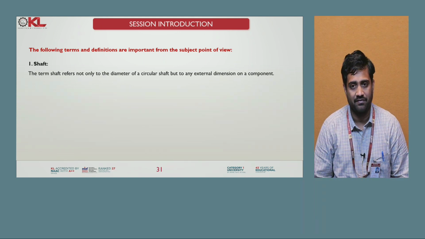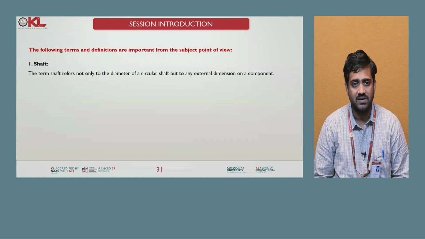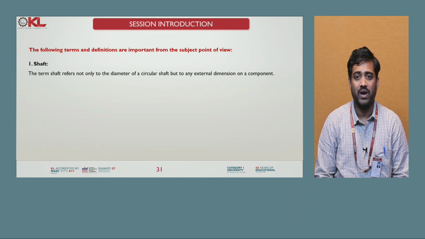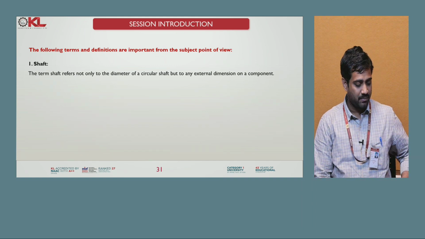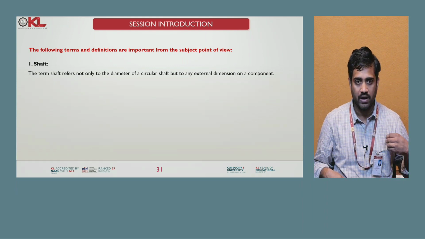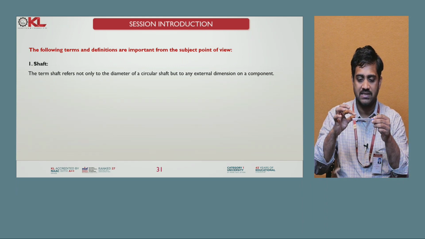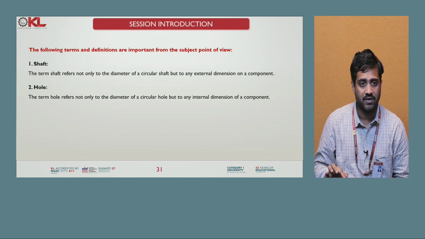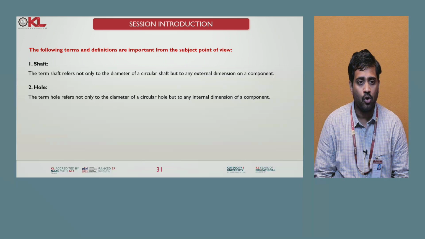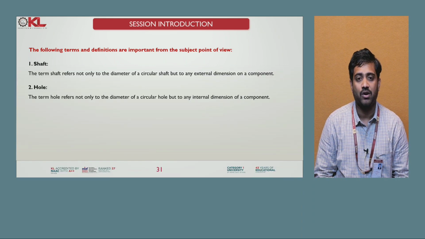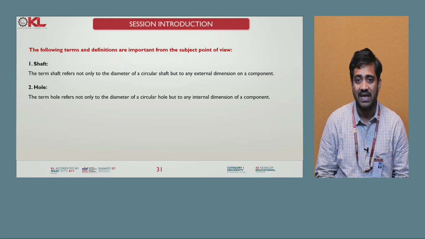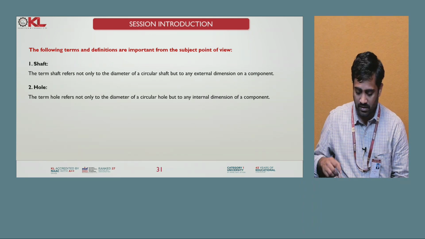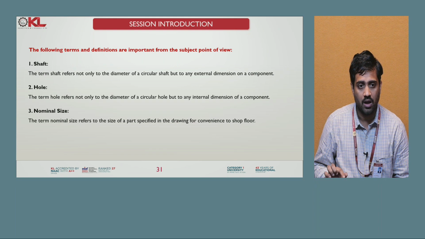The first one is shaft. The term shaft refers not only to the diameter of a circular shaft but to any external dimension of a component. For example, the diameter of a shaft is an external dimension, and that refers to the shaft. Hole. The term hole refers not only to the diameter of a circular hole but to any internal dimension of the part. Internal dimension represents a hole.